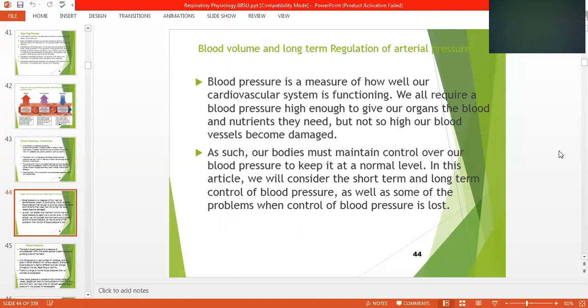Blood volume and long-term regulation of the arterial pressure. Blood pressure is a measure of how well our cardiovascular system is functioning, how our heart is functioning, and what is the condition of our blood vessels.